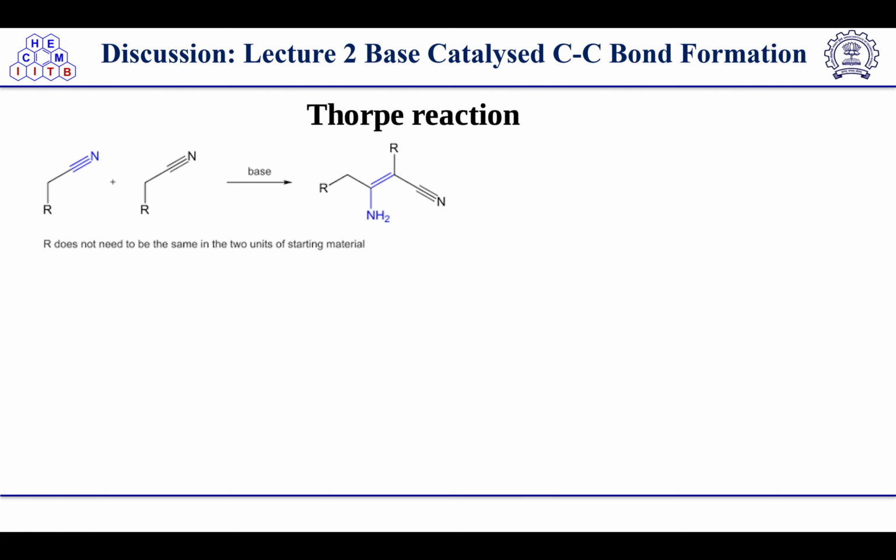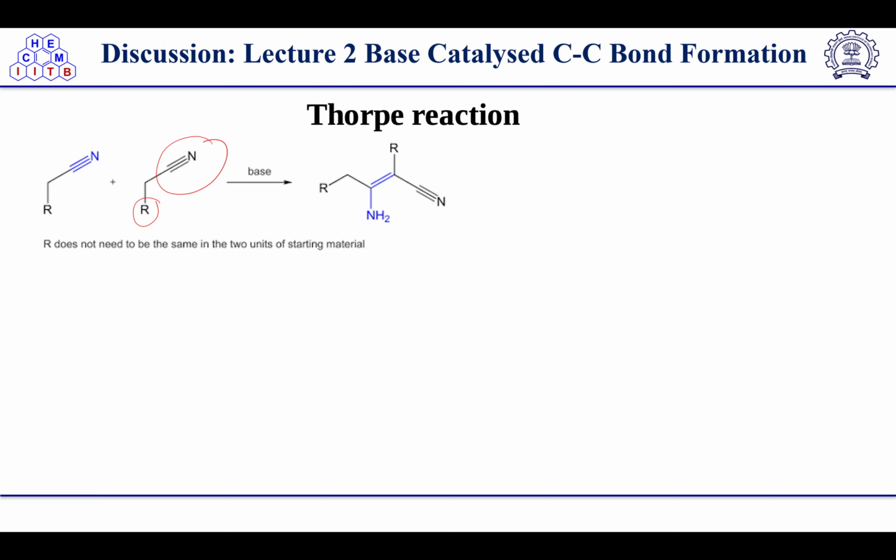Okay, now the next reaction is the Thorpe reaction. It's similar to the Claisen condensation reaction, but the only difference is that instead of the ester group we have a nitrile group. Okay, nitrile group. Different types of starting materials we can take in this type of reaction.